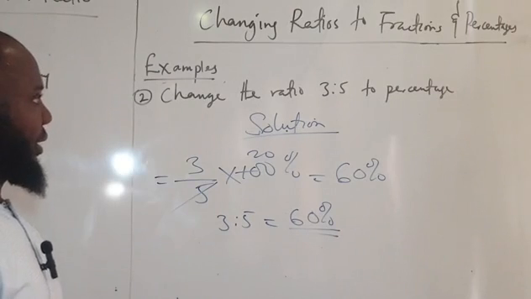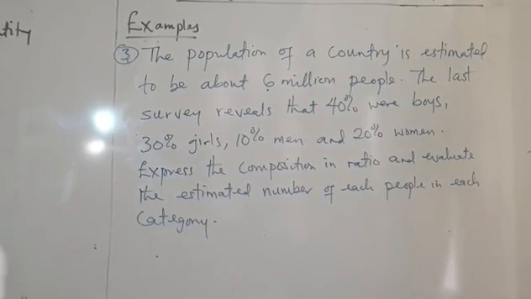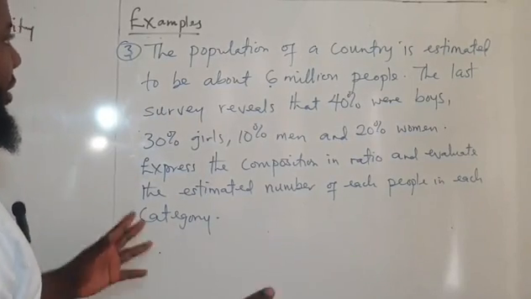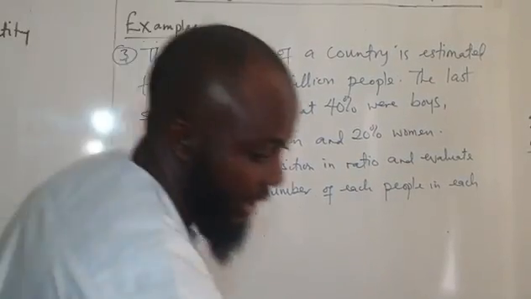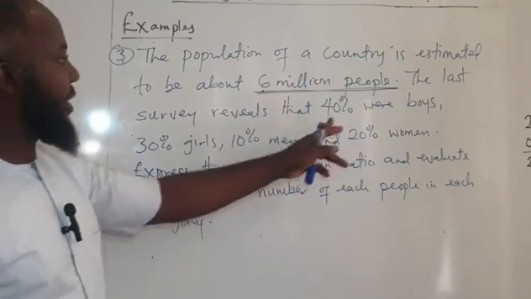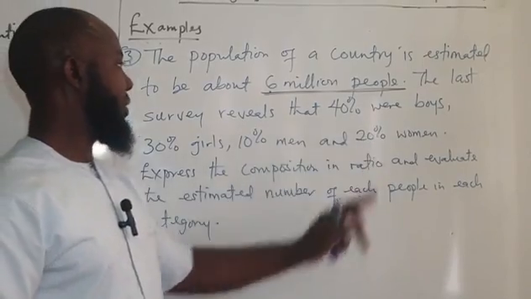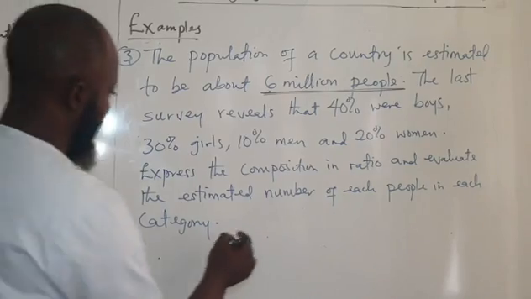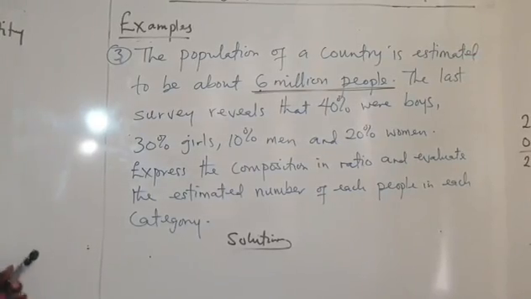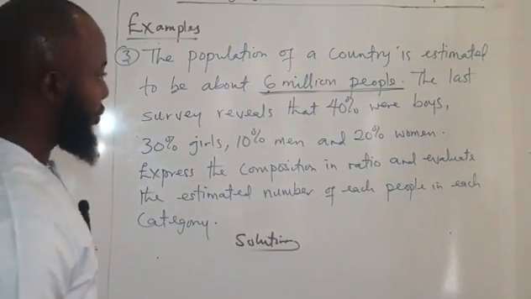So the next one, let's look at another example that will cover everything. Okay, we want to look at this example as the final example for this class. The population of a country is estimated to be 6 million. So estimated to be what? 6 million people, right? The last survey reveals that 40% were boys, 30% were girls, 10% men, 20% women. So the question now is, we have to express the composition in ratio and evaluate the estimated number of people in each category.